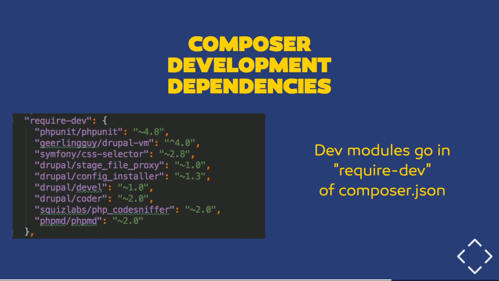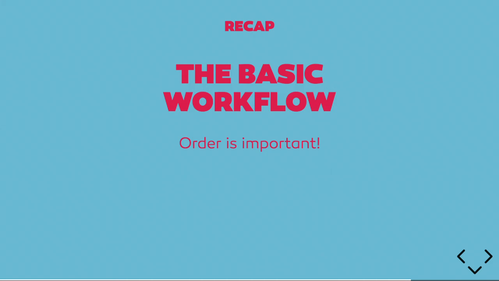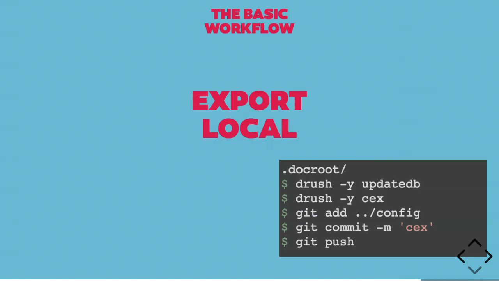You just put those development requirements into require-dev in your composer.json, and on production, those will not be installed. And as we have seen before, in the settings.php for your remote, you just switch the config split development and production status to false and true. And there you go. So once again, the basic workflow, of course, the order is important. So if we have at a, thank you very much.